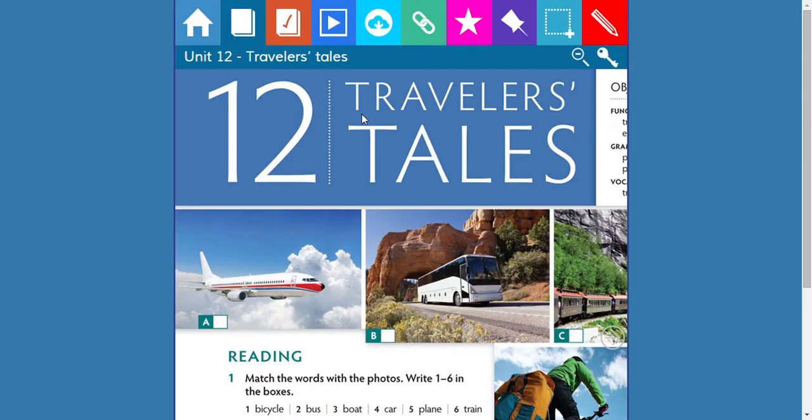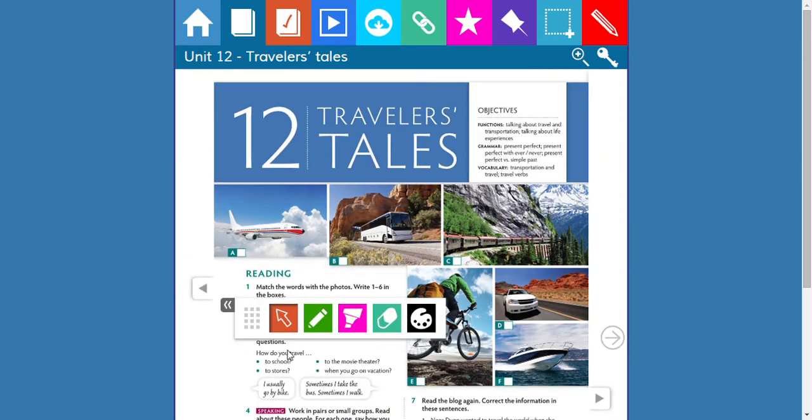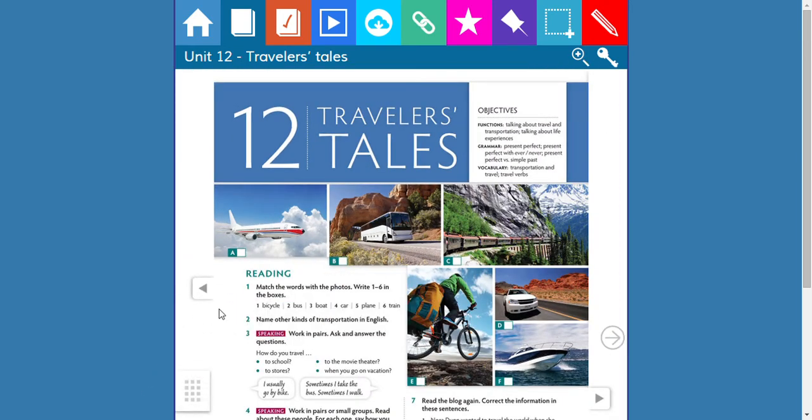But we're going to continue with the first activities. Here we have vocabulary. Here we have some pictures, A, B, C, D, E, F, and in number 1 it says match the words. Match the words with the photos, write 1 to 6 in the boxes. Letter A, and there is a box. We have, listen and repeat: bicycle, bus, boat, car, plane, and train.